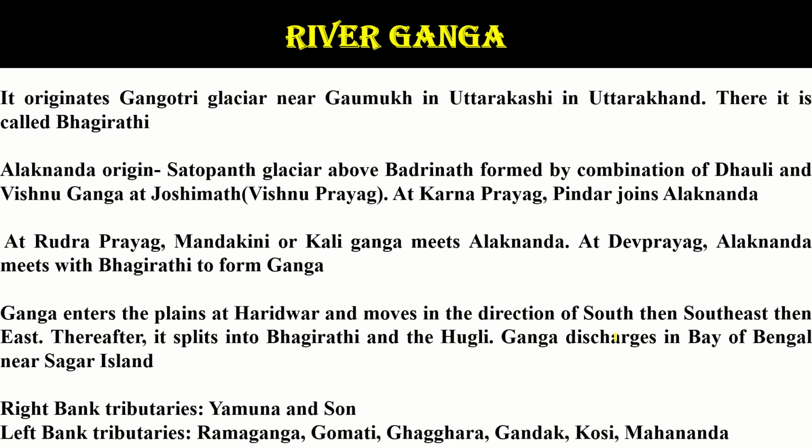Then comes Alakananda origin. Satopant glacier above Badrinath, formed by combination of Dhauli and Vishnu Ganga at Joshimath. This is called Vishnu Prayag. So, which are the two combining? Dhauli and Vishnu Ganga at Joshimath. Where is it combining? Joshimath.